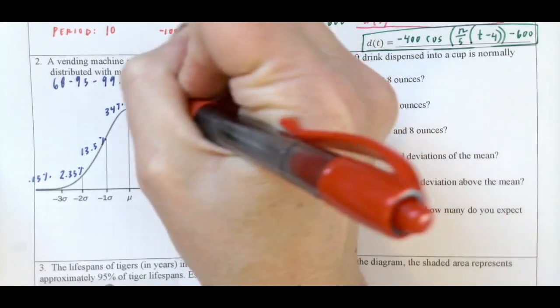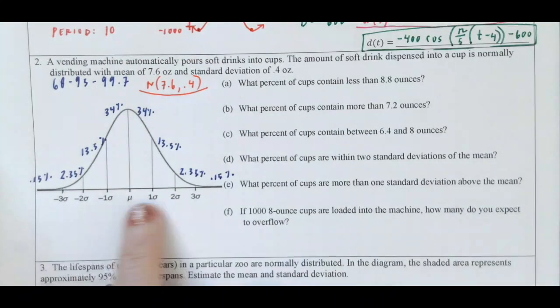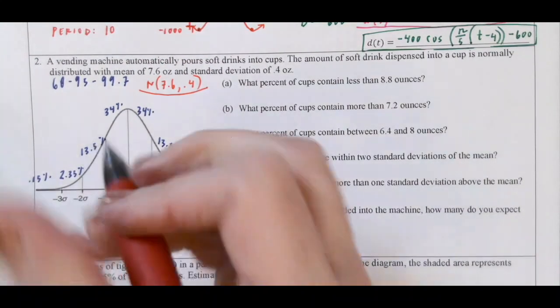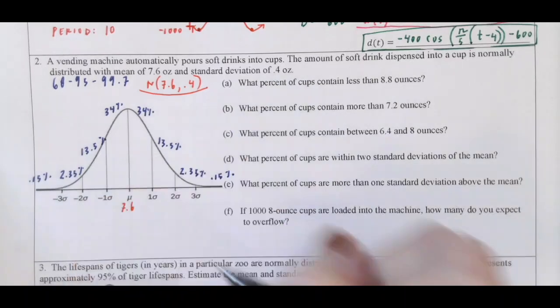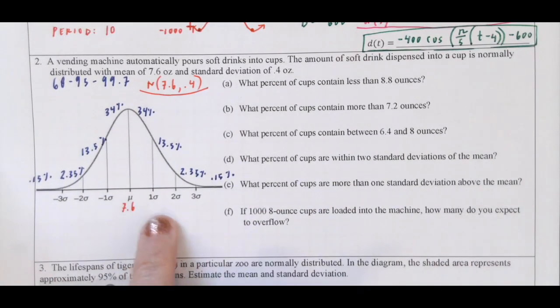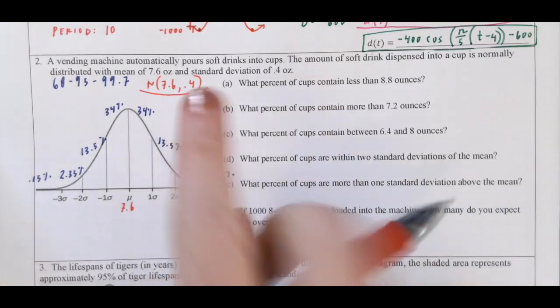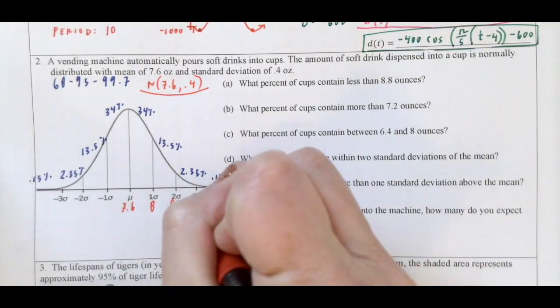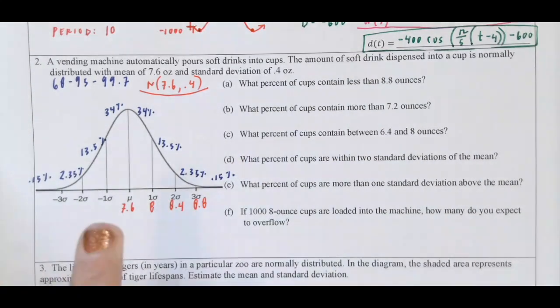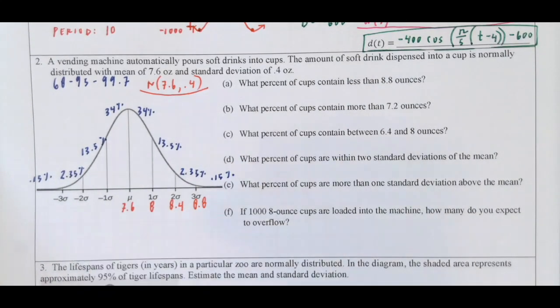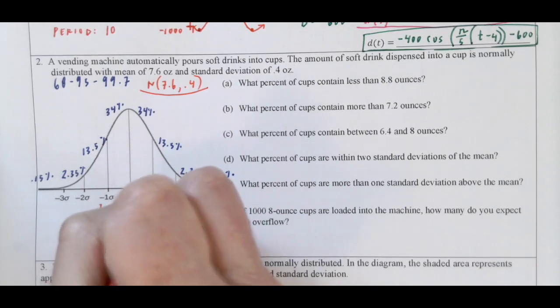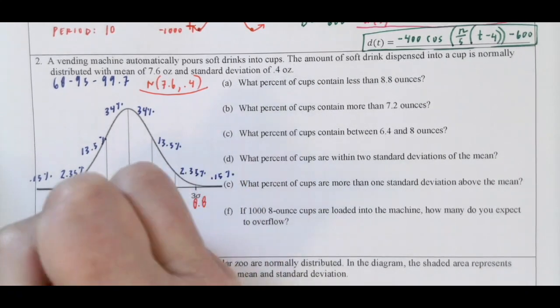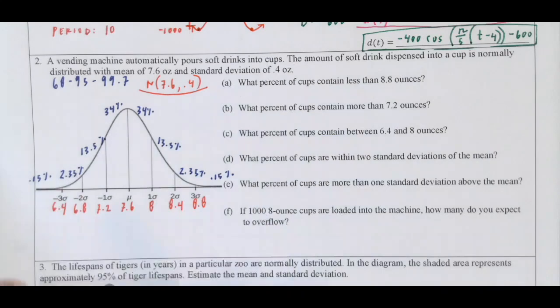Here's the standard deviation. So if I want to mark these values here, here's my mean, 7.6. I'm going to add increments of 0.4. So here I'm at 8, 8.4, 8.8. Subtract increments of 0.4. So 7.2, 6.8, and 6.4. Okay, now I'm just answering questions based on this graphic.